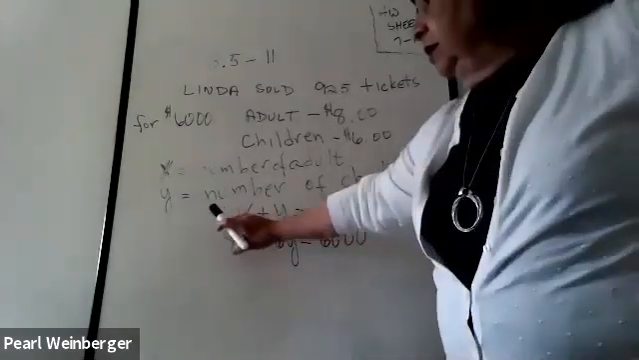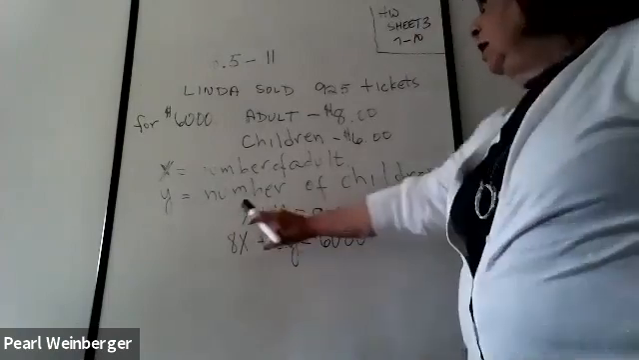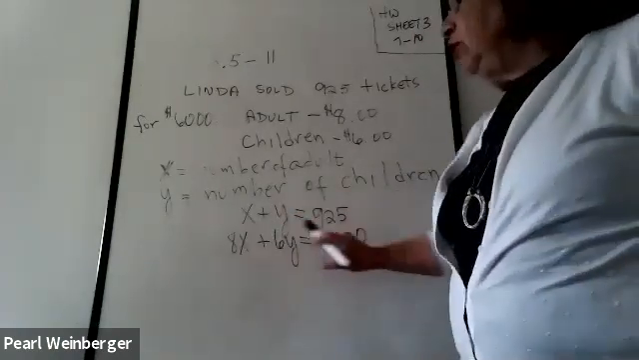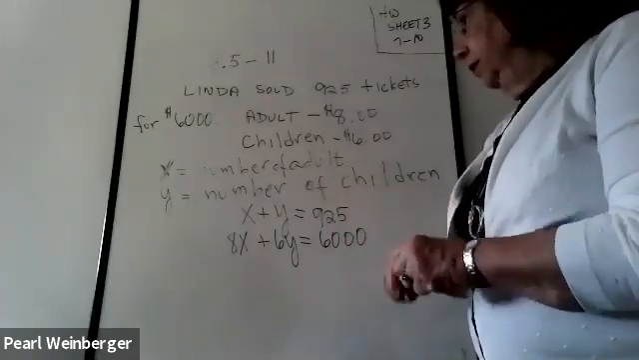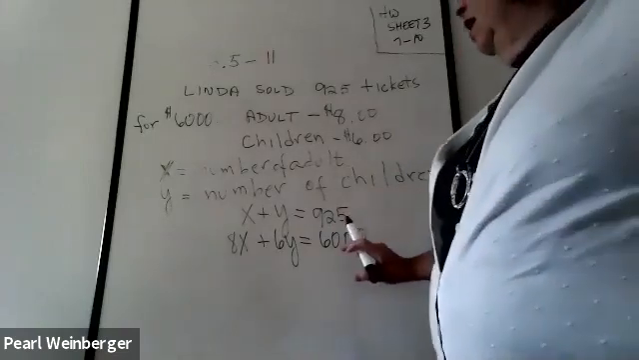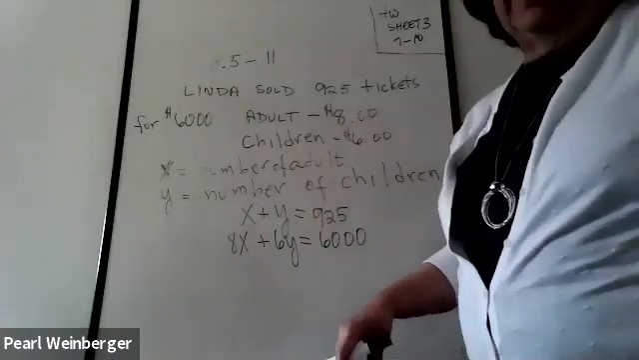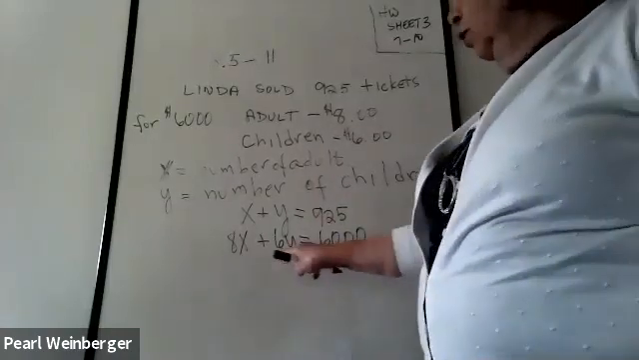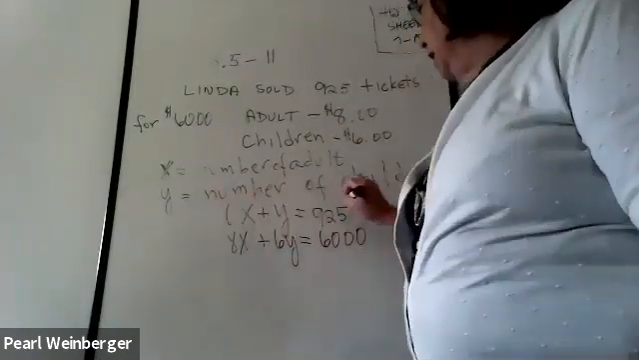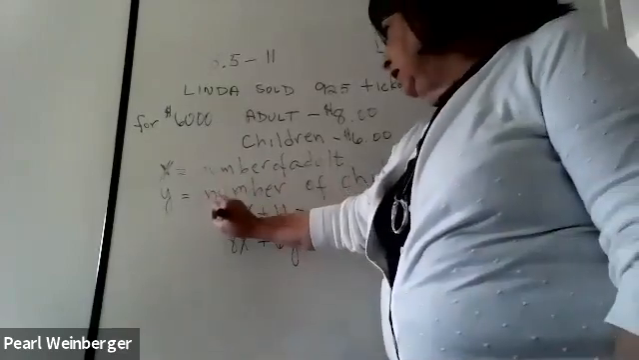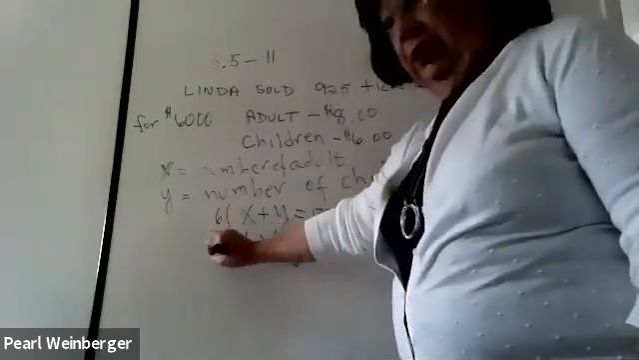I think that the best way to solve this is by using the elimination method, because both of these equations are written in standard form. So let's decide, should we get rid of the X's or the Y's? Let's get rid of the Y's today. It doesn't make a difference. If I want to get rid of the Y's, then I'm going to have to multiply the top equation by 6 and the bottom equation by 1.